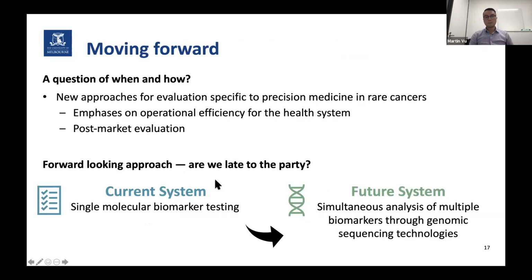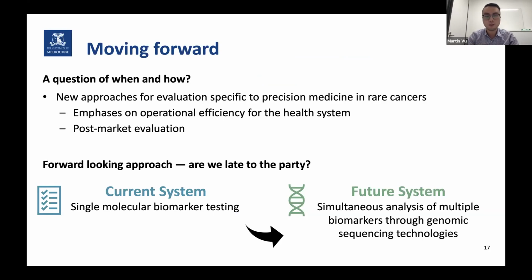So, we know that health economic evidence is a challenge in terms of getting access to these tests for patients, but it's really a question of when and how. So when are we going to get these tests available to patients, and how are we going to do it from a health economic perspective?